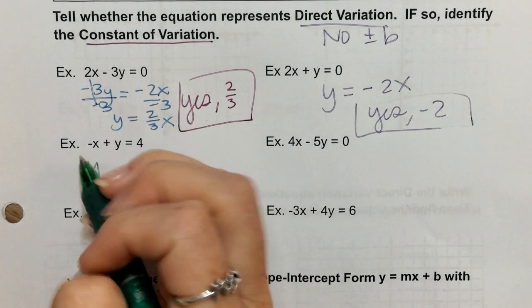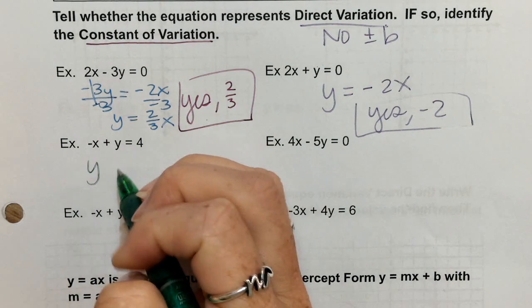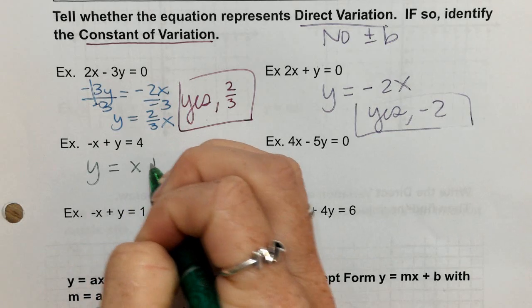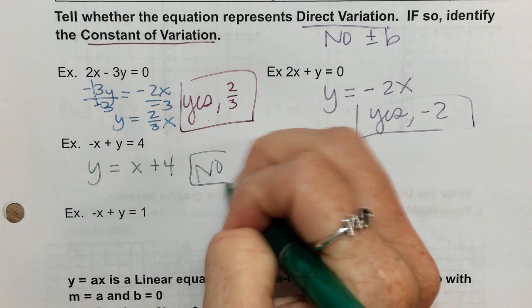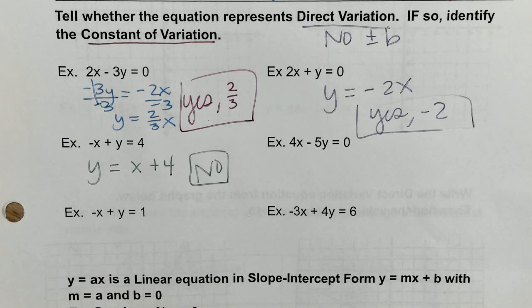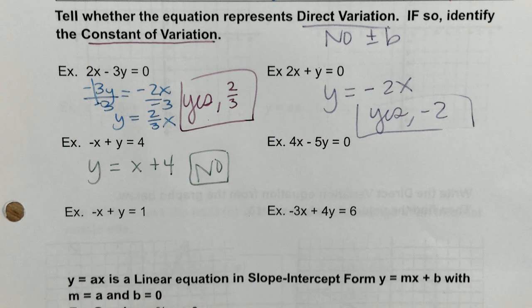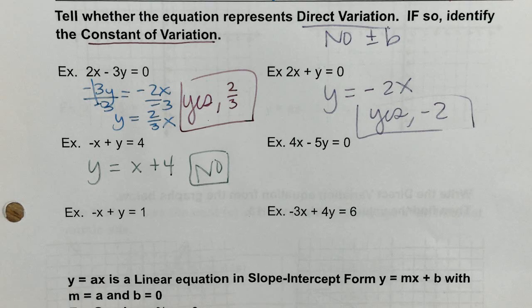All right, this one. Y equals, how would I move the negative x? Plus x. So y equals positive x plus 4. Is there a plus b? Yes. So the answer is this does not show direct variation. Therefore, I don't identify the constant of proportionality. Make sense?